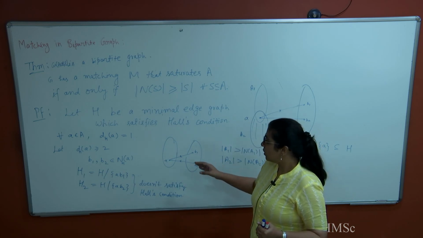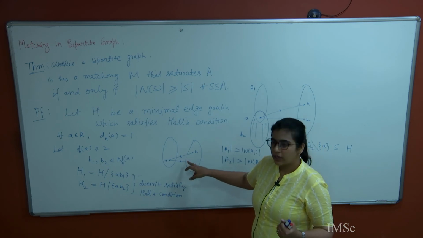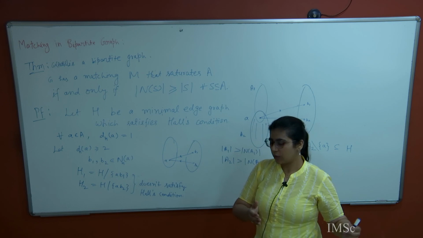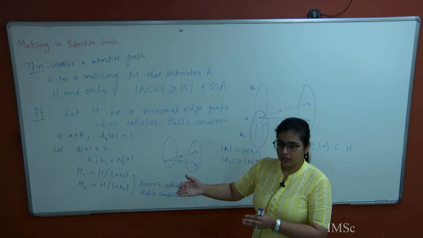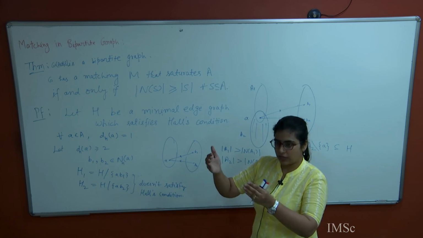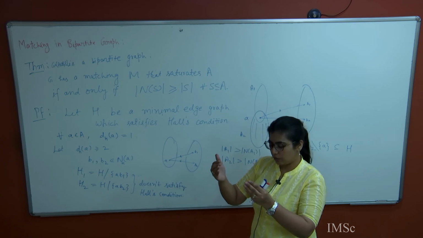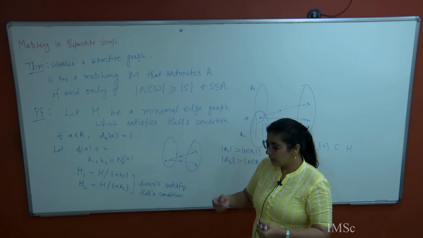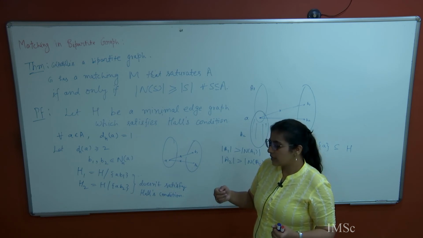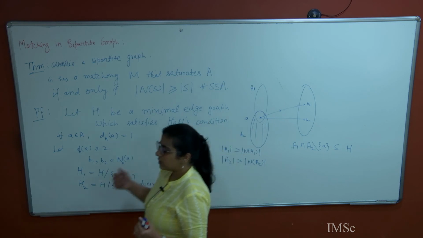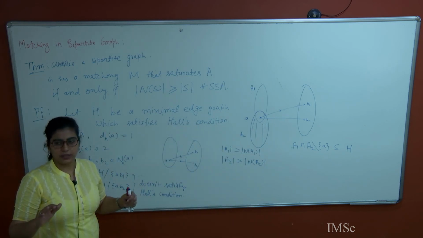Now, I will make two subgraphs out of this edge. I will remove one edge AB1 and make one subgraph. I will remove one other edge AB2 and make the other subgraph. So now these are subgraphs of H, and we started with a minimal edge subgraph which satisfies Hall's condition. That means these subgraphs should fail Hall's condition, right? So there must exist some subset of A in H1 and H2 which fails Hall's condition.